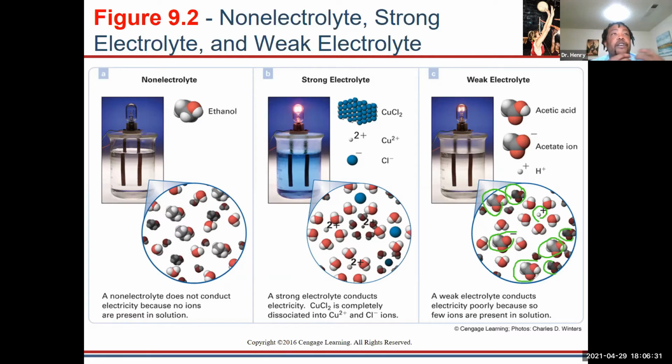So the acetic acid doesn't separate, and because it doesn't separate, you're not getting those plus and minus charges that are going to allow it to conduct electricity well. So it's going to do it poorly because you have a few, but you don't have a lot. Does that make sense?